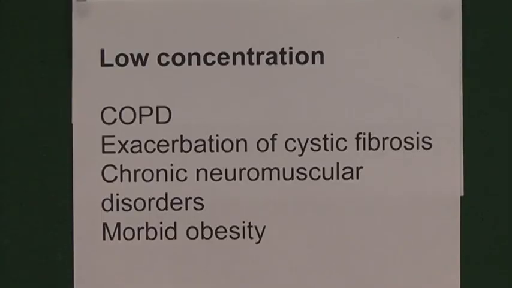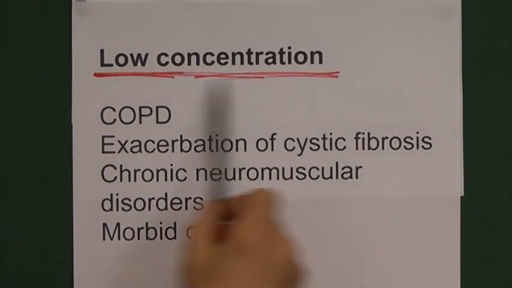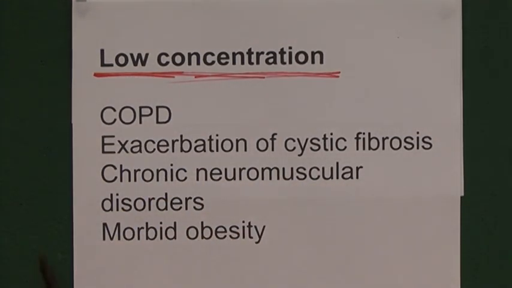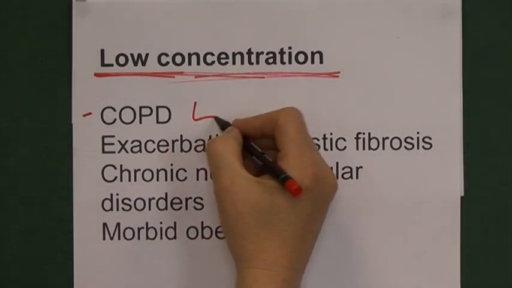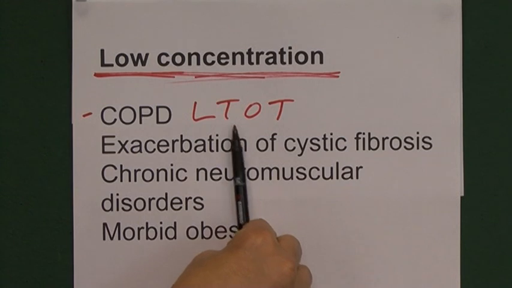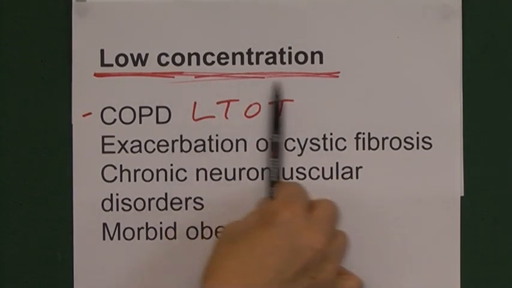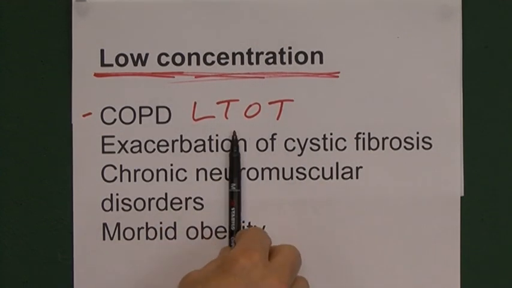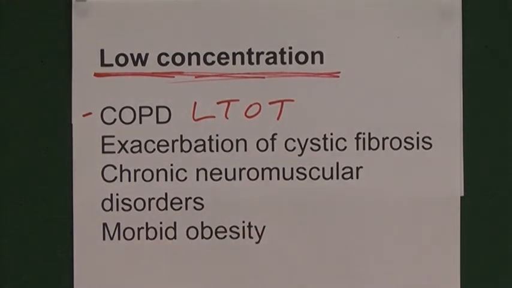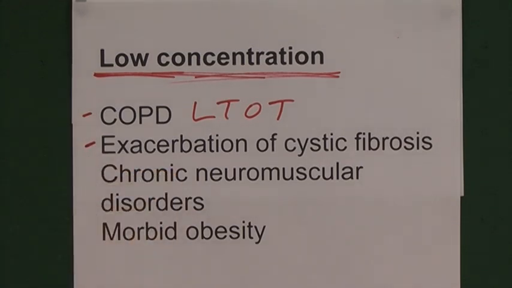Let's think of a few examples where it's appropriate to give much lower concentrations of oxygen. Chronic obstructive pulmonary disease, long-term oxygen therapy, of course, significantly improves the prognosis. The more time in the day the patient can carry on breathing moderately increased levels of oxygen, the less likely they are to develop right-sided heart failure. Long-term oxygen therapy. Exacerbations of cystic fibrosis might need low concentrations.